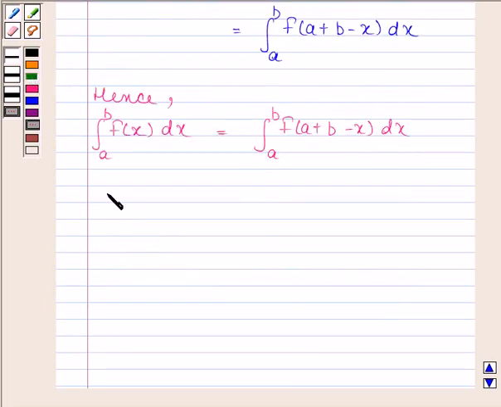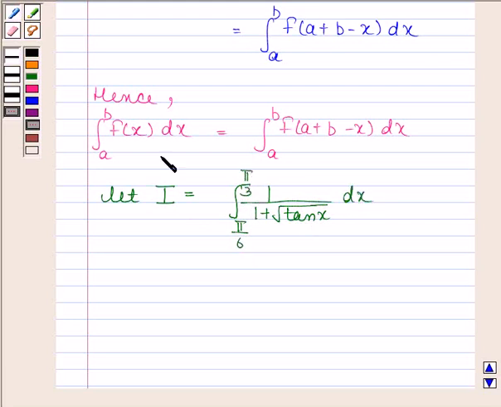Now we will prove the second part. Let I be equal to integral of 1 by 1 plus root tan x from pi by 6 to pi by 3. Now this is equal to integral of root cos x divided by root cos x plus root sin x from pi by 6 to pi by 3.